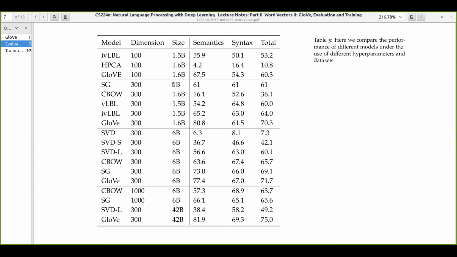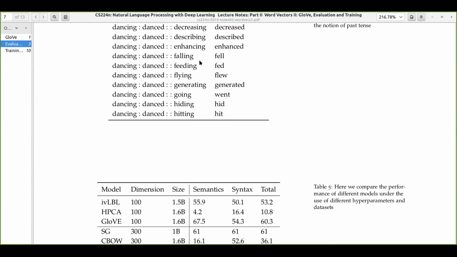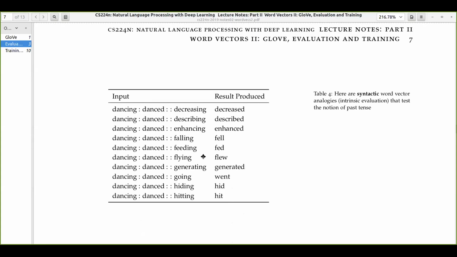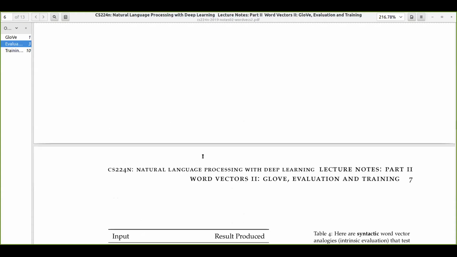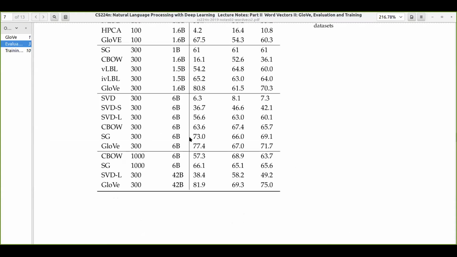I think it's the parameter size, if I'm not wrong. And 61 is what it has given for semantic syntax. Semantics and syntax are nothing but two different kinds of information which the word embeddings represent. Here, the tenses contain syntactic information, whereas the previous examples which we were discussing contain some sort of semantic information. So here, these are comparing results across all these kinds of things.